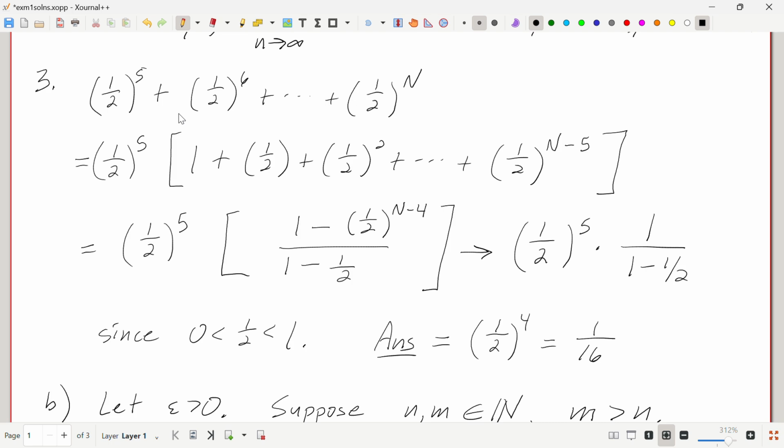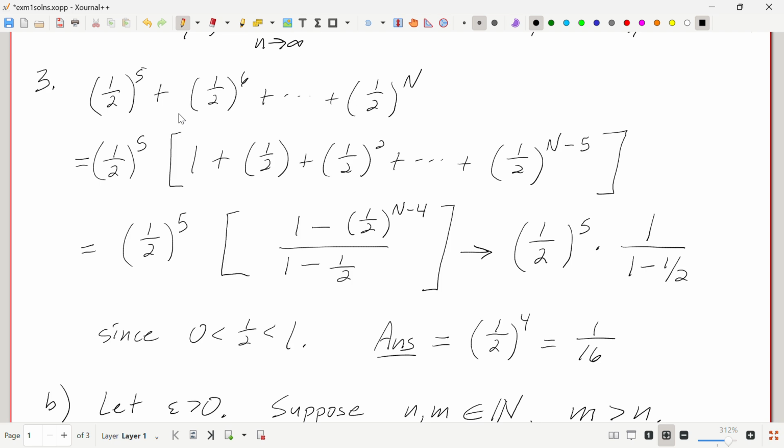And I got, there it is, n minus 5 plus 1 would be n minus 4 in that power on the numerator. And we know that r to the n goes to 0 if r is between 0 and 1. So that (1/2)^(n-4) is going to go to 0, and we're left with (1/2)^5 over 1 minus 1/2, which is 2, so it's 1 over 2 to the 4th, which is 1 over 16. Questions about A? That one went pretty smoothly.